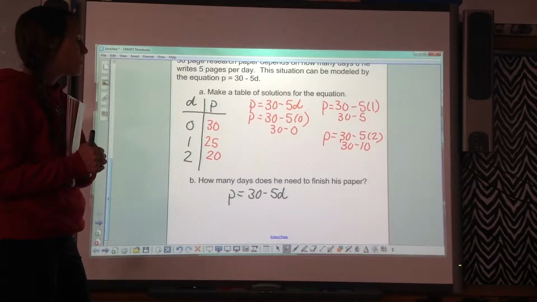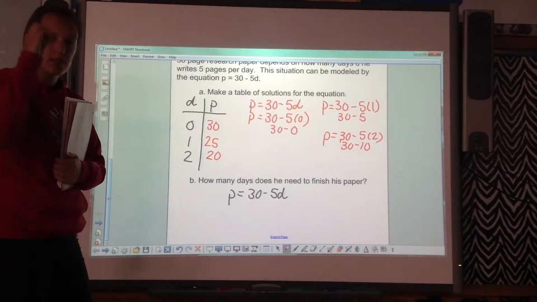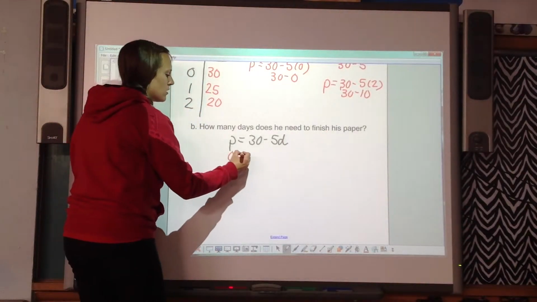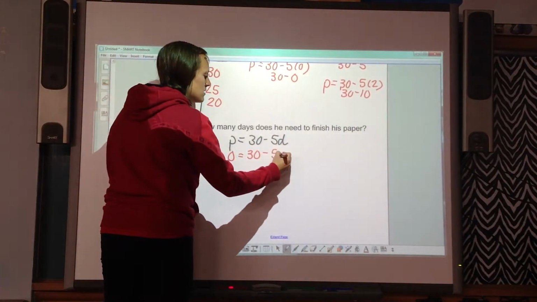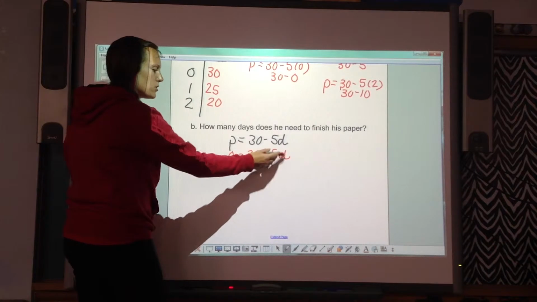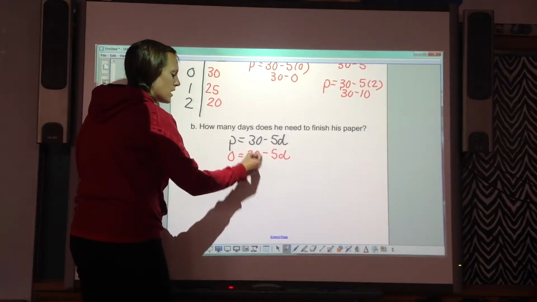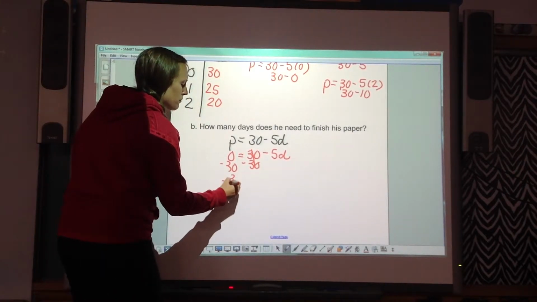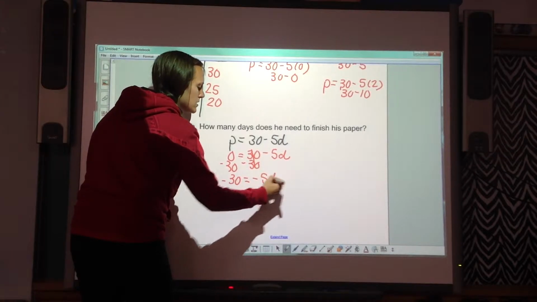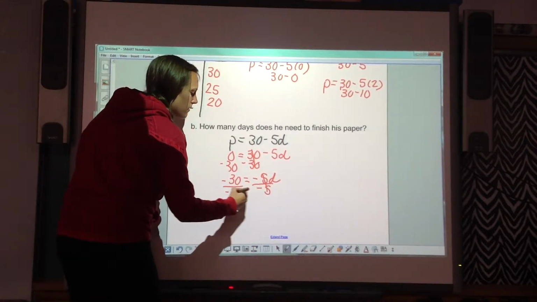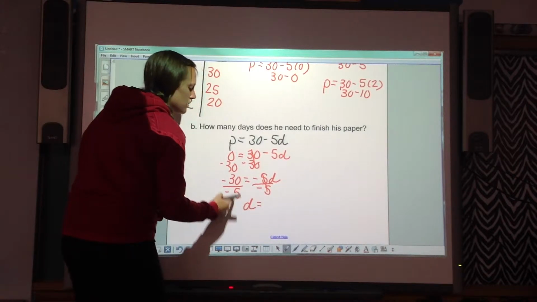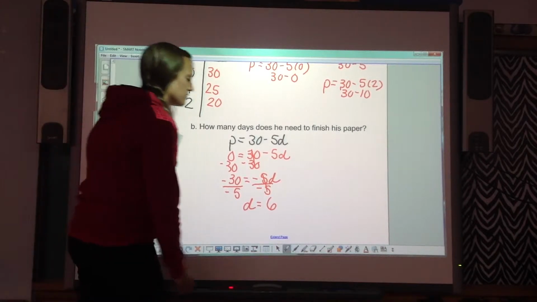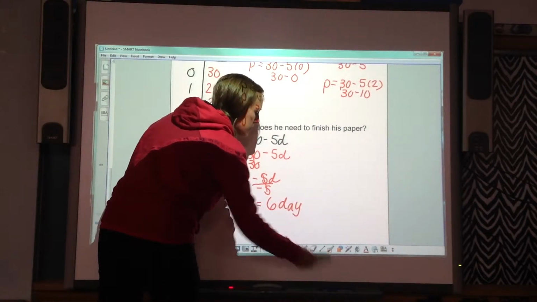We want to know what's D when P equals 0, when he has 0 pages left. So I'm going to substitute in 0 for P, and I need to solve for D. Don't touch this first, you always start with the term that does not have the variable. Negative 5D, I want to get D by itself, so I'm going to divide by negative 5. So I get D equals negative 30 divided by negative 5 is 6. It looks like it would take him 6 days to finish. Make sure you label, finish that paper.